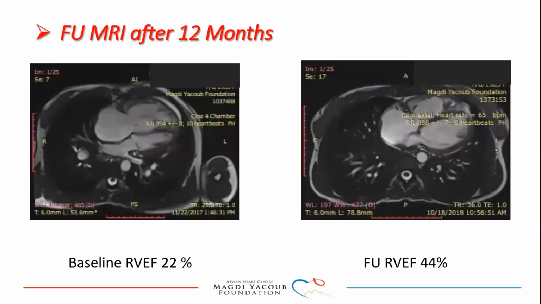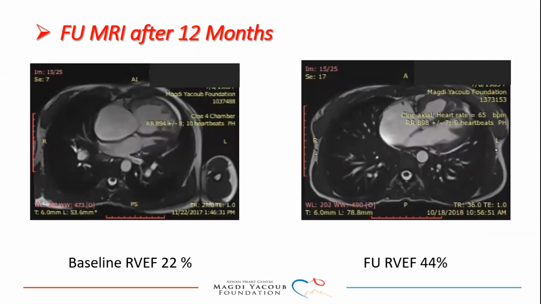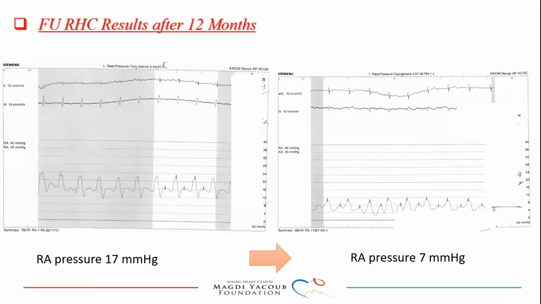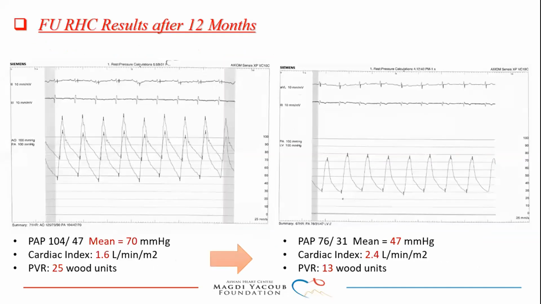Her CMR at baseline and follow-up showing a marked improvement in the RV volumes and function. Right atrial pressure dropped to 7 from 17, and her cardiac index increased to 2.4 from 1.6, almost normalized.